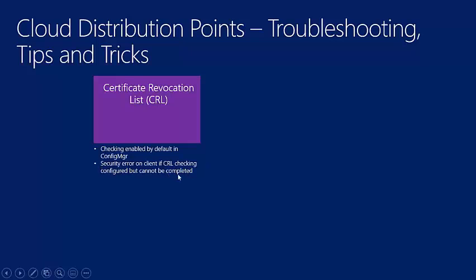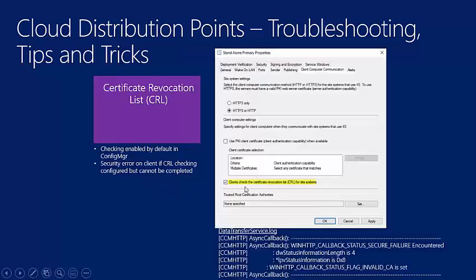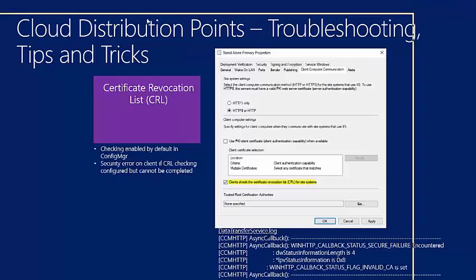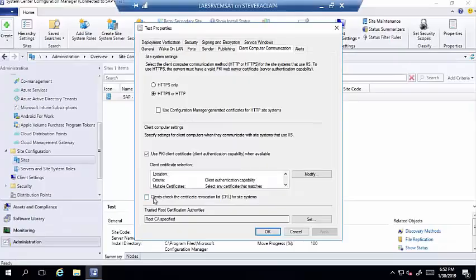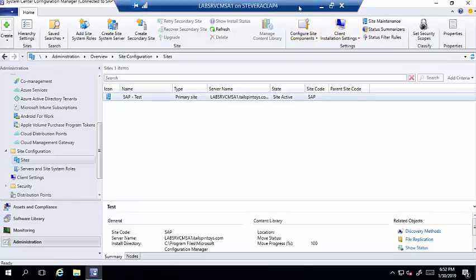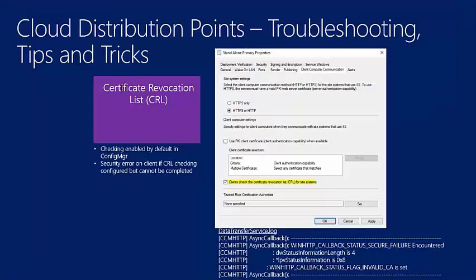You can get a security error on the client if certificate revocation list checking is configured but cannot be done. Right? And here's where you actually go into your site server and check whether you have certificate revocation list processing enabled. As you can see in my lab, I'm using my own internal certificate authority, and I'm not enabling certificate revocation list checking, so I've disabled that in ConfigMgr. Otherwise, I would run into errors. So be aware of that, right?